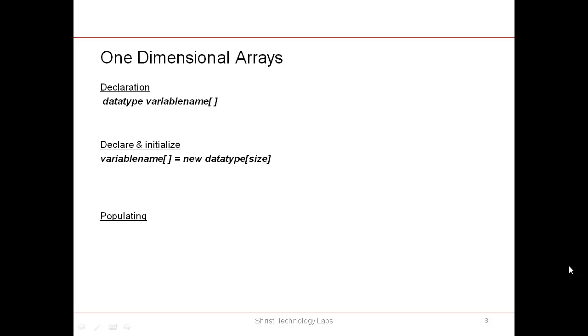How to declare it? Data type, variable name. The data type can be anything, whatever we have seen, the inbuilt data types. The brackets which are given after the variable name can be also added in front of the variable name. Let me show it with an example. int marks[], or int[] marks. At this particular point, the value is null.